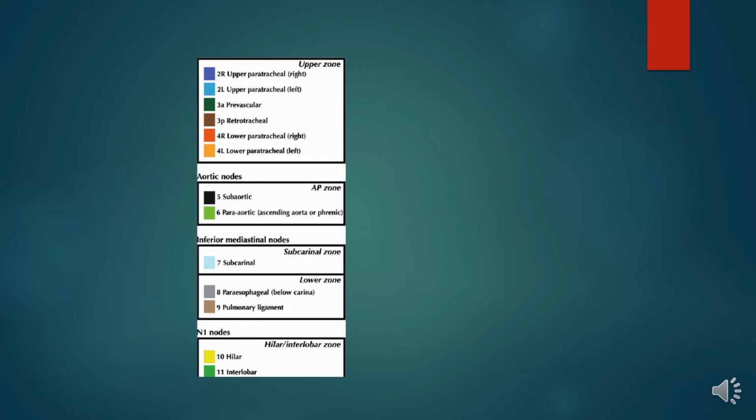In the case of N1 nodes, they are in double digits, and station 10 nodes are located along the main stem bronchi and the hilar vessels, versus station 11 nodes, which are located between the origin of the lobar bronchi.